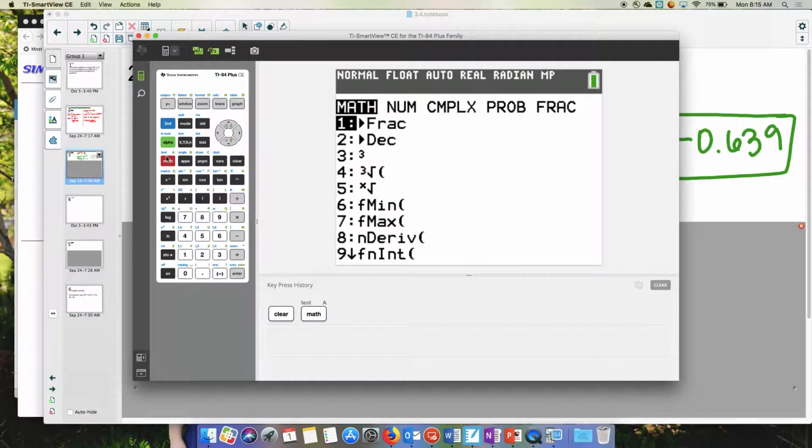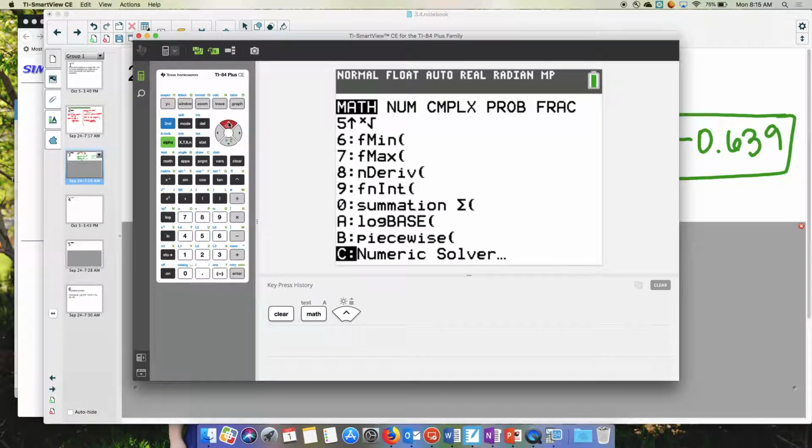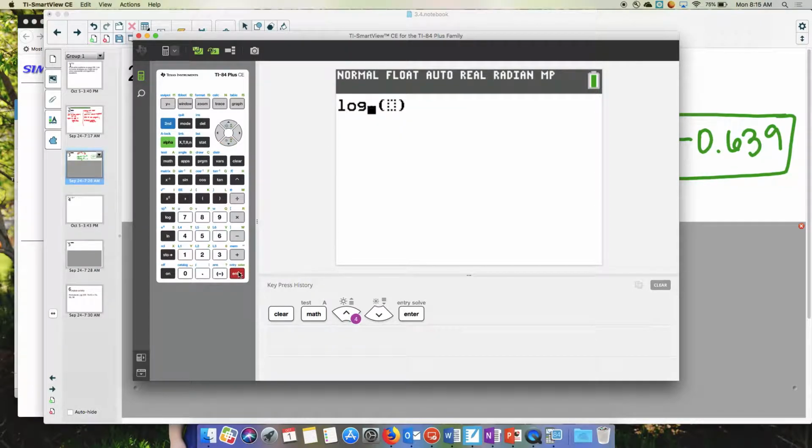Go to math. And do you see this log base right here? Just keep arrowing down. Yes. TI-83, you're not going to have it. Gabe, stop looking. Okay? You're welcome to use that, but you still need to understand the change of base formula, okay?